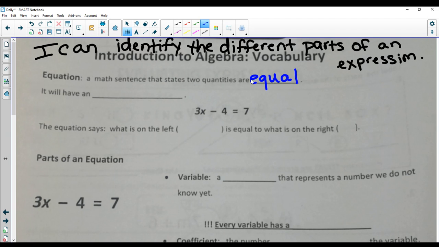So if I have 5 plus 3 equals 8, that 5 and 3 being added together equals 8. That's what it means. So we'll have an equal sign. That's the second blank. They give us this equation, 3x minus 4 equals 7. And what the equal sign says is that the left side, 3x minus 4, is equal to what's on the right side, which is 7.